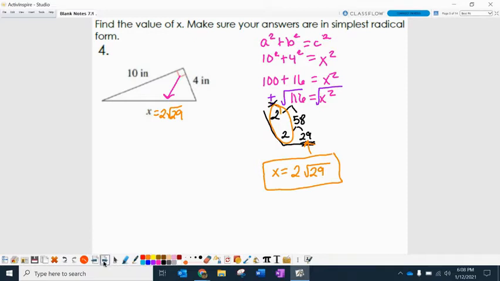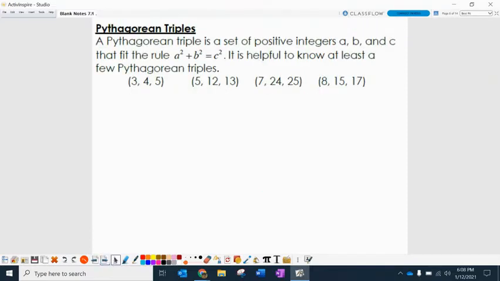All right, let's try one other thing. I wanted to point out here that there are things called Pythagorean triples that are worth your time to memorize. It says a Pythagorean triple is a set of positive integers a, b, and c that fit the rule a squared plus b squared equals c squared. Okay, so what we're saying about a Pythagorean triple is that they're all positive integers. Because a lot of times, you saw in our problems that we worked, we don't get integers as our answer. We get something under a radical, which we have to simplify. It's a complicated looking answer. But sometimes it turns out to be perfect integers, and those are known as triples.